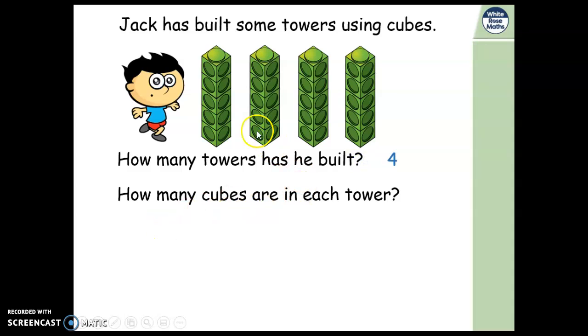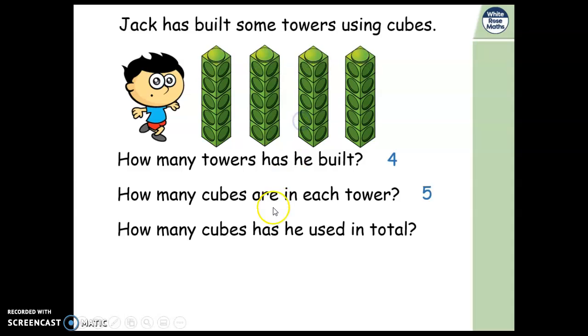How many cubes are in each tower? So how many are in each of those groups? 1, 2, 3, 4, 5. They're all equal. How many cubes are you using total? Let's count in fives. 5, 10, 15, 20, because they're equal. They're in fives, so we skip counting 5.